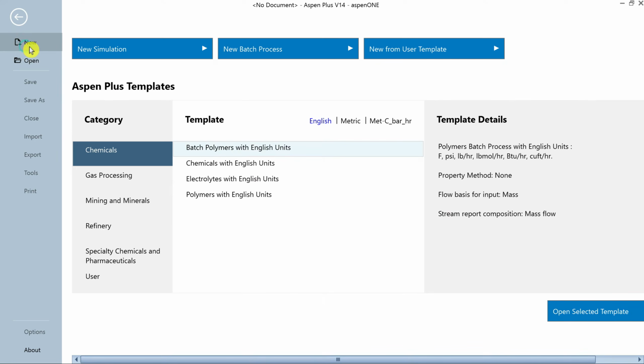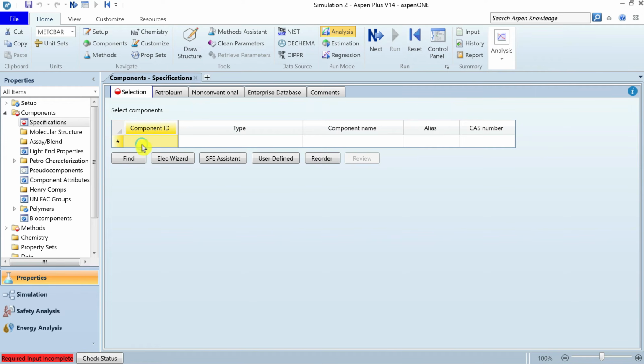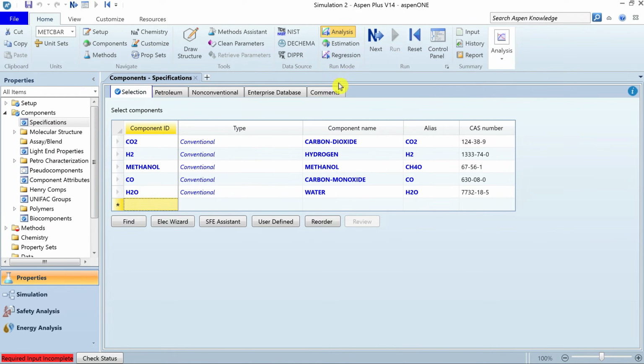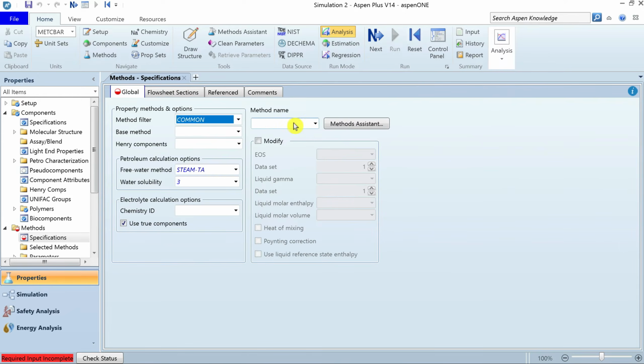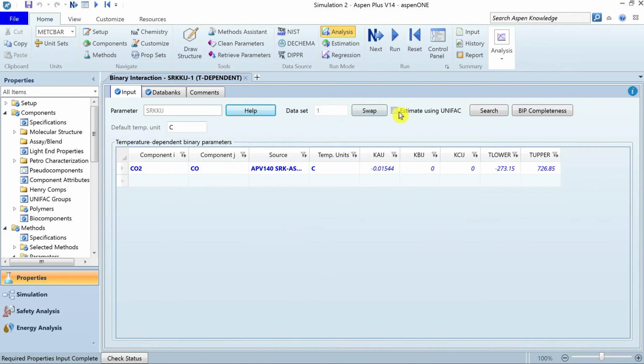Open a new simulation file without defining any default template. Define the components as CO2, H2, methanol, CO and H2O. Proceed to the method section. Let's use SRK as an appropriate method for this simulation. Proceed to the parameters. Let's estimate all the missing parameters using UNIFAC.